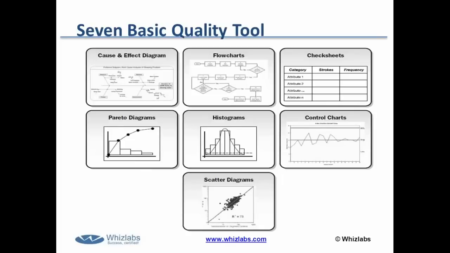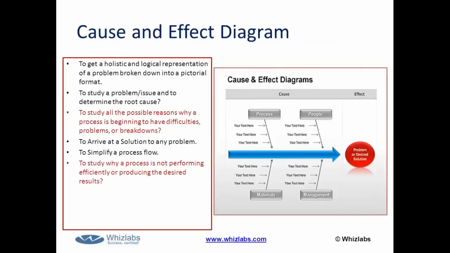Today we will cover the 7 basic quality tools. What are the 7 quality tools, and how do we plan quality using them? The first one is called the cause and effect diagram. The second is the flow chart, then check sheet, Pareto diagram, histogram, control chart, and scatter diagram. Let's understand these 7 tools in detail.